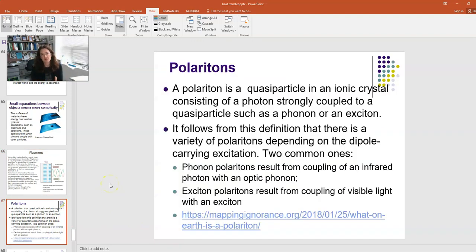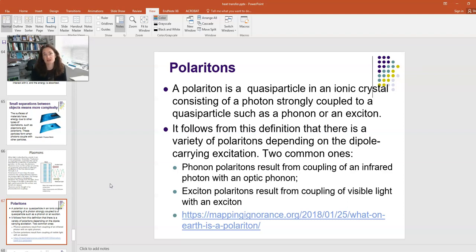Now, a polariton is a quasi-particle, usually in an ionic crystal, and it consists of a photon that's strongly coupled to another quasi-particle, like a phonon or an exciton. Now, remember that a phonon is the oscillation of the atoms within the lattice. It's wiggling. You can think of it like a sound wave, right? Where the atoms within the lattice are sitting there and wiggling back and forth. That's a phonon, and it can propagate through the material.